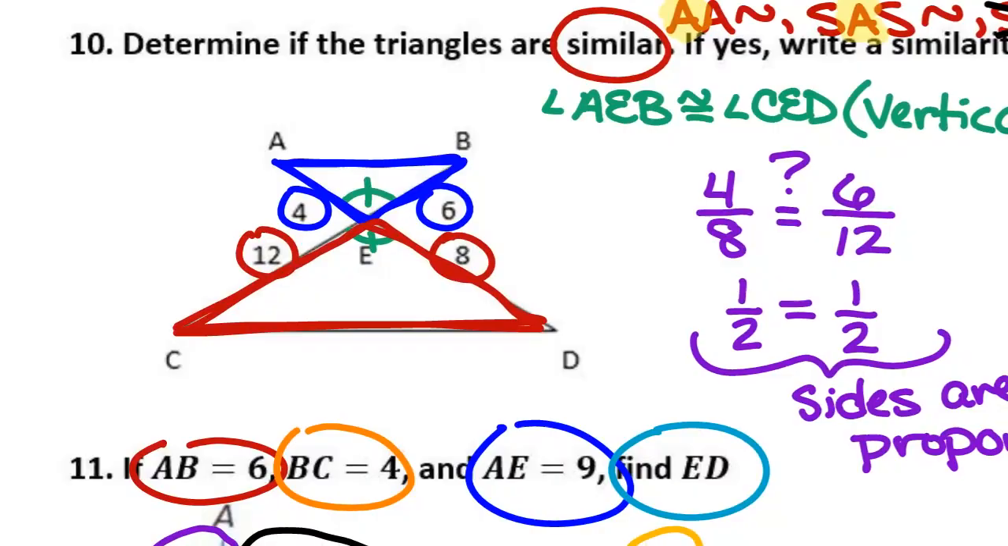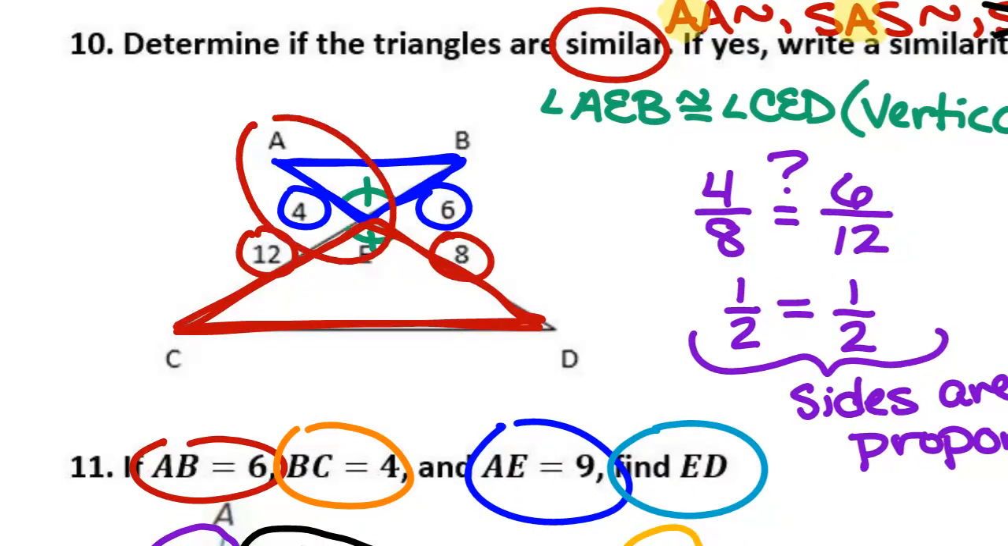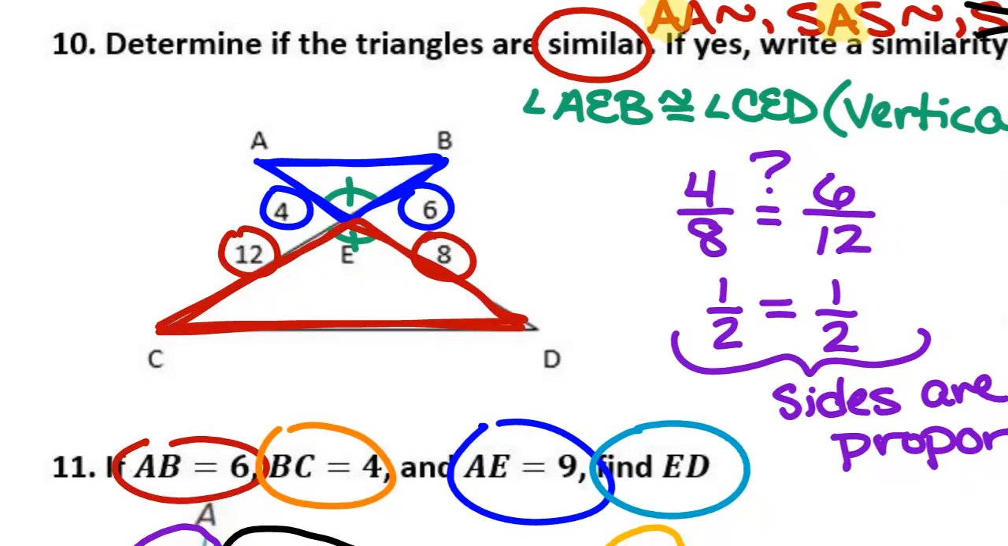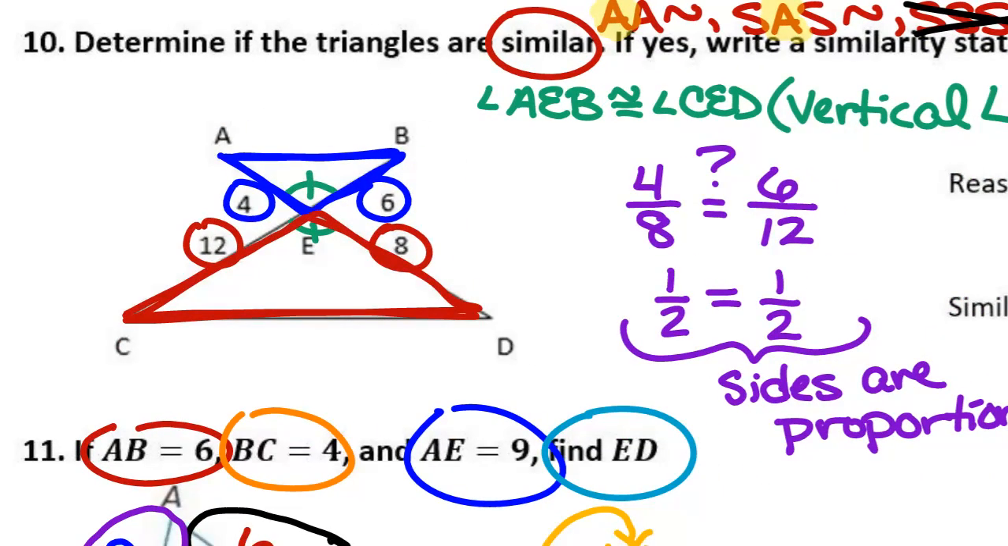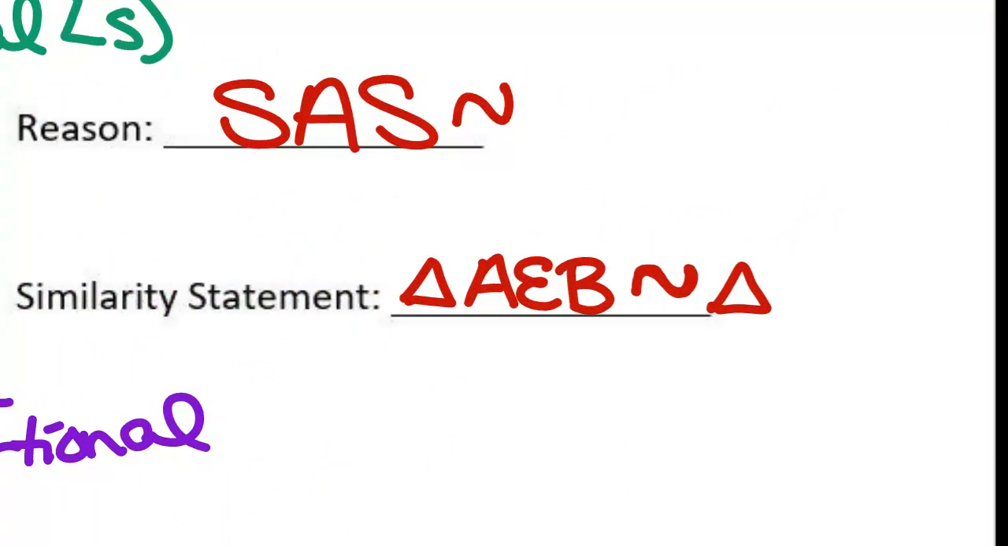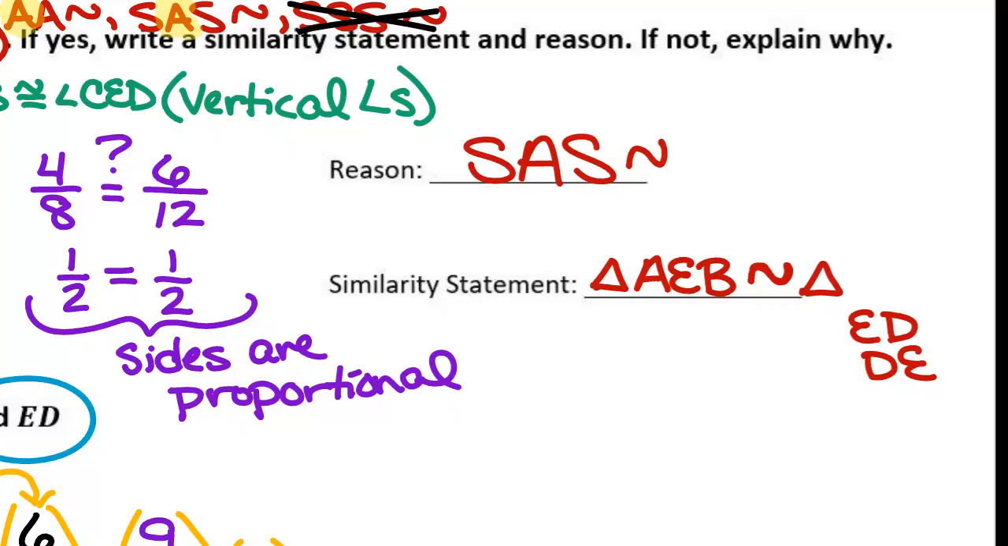Let's look here now. AE was this side right here, the side that was 4. That was my smallest side, right? What's the smallest side on the other triangle? D. D is a point. What's the smallest side? Oh, ED. ED right here. So this next bit either needs to be ED or DE. Order matters here. So I have to be careful.